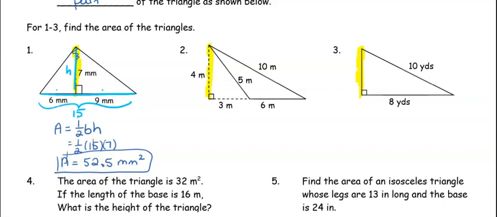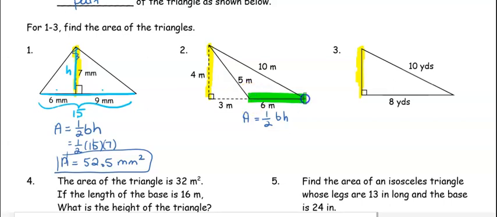In number 2, when I look at this, I have a whole lot of numbers, and I'm not going to use all of them. The formula for our triangle is that the area is 1/2 base times height. I only care about 2 of the numbers, and those 2 numbers are the base and the height, the 2 numbers that run perpendicular to each other.